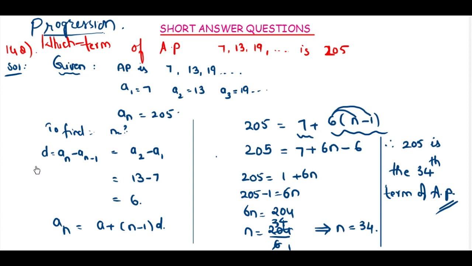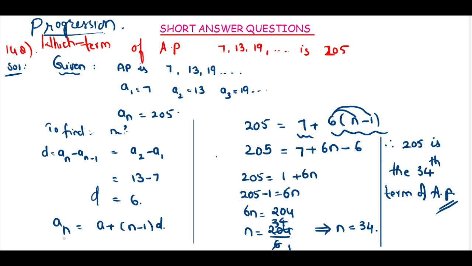When it is said that it is following the AP, it means the common difference is the same. The common difference is obtained by subtracting the previous term from the next term, that is, a2 minus a1 will give us the common difference. Here a2 is 13 minus a1, which is 7. So 13 minus 7 is 6, that is nothing but the common difference. The common difference we got is 6.